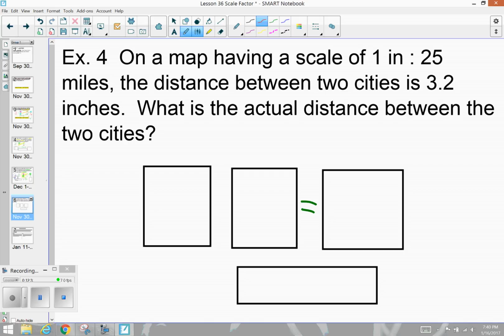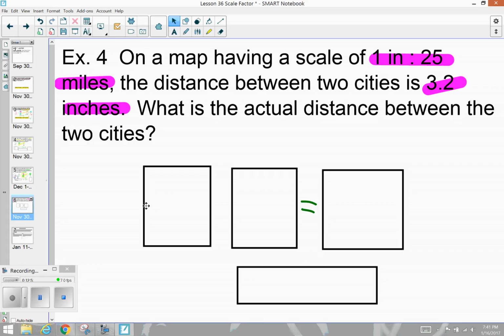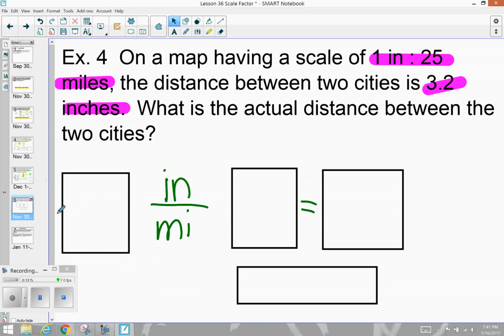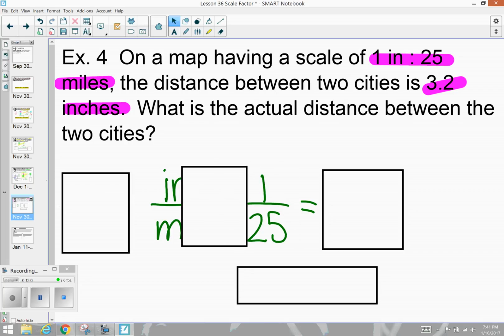Okay, so what is the actual distance between the two cities that we're looking for? Again, we are comparing inches to miles. And we know that there is 3.2 inches between two cities. All right, so what are we setting up? The part that we are comparing, which is inches to miles. What do we know? Very good. We know that 1 inch is equal to 25 miles.